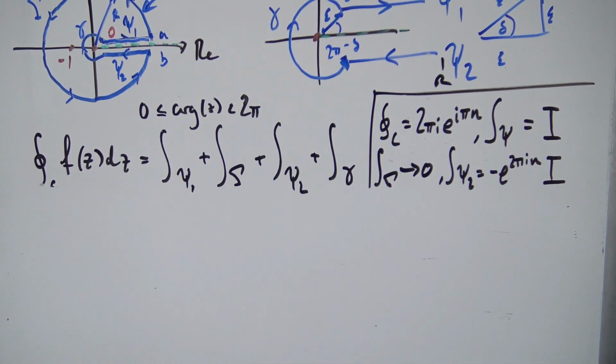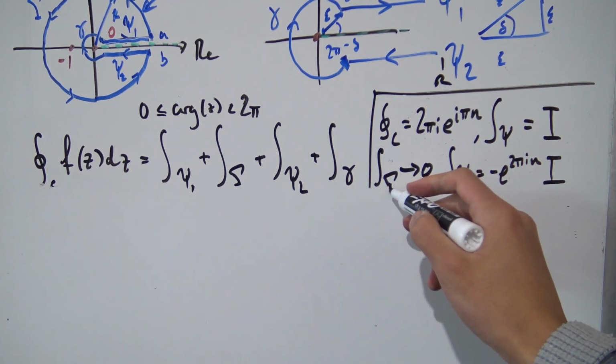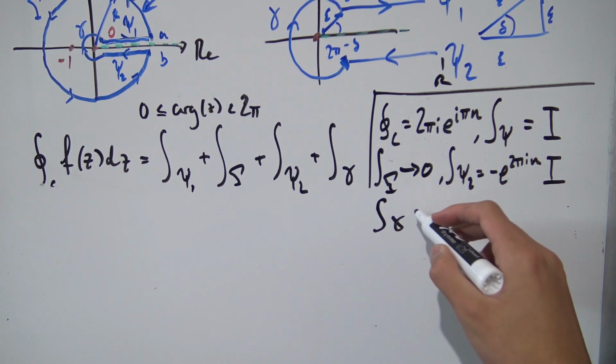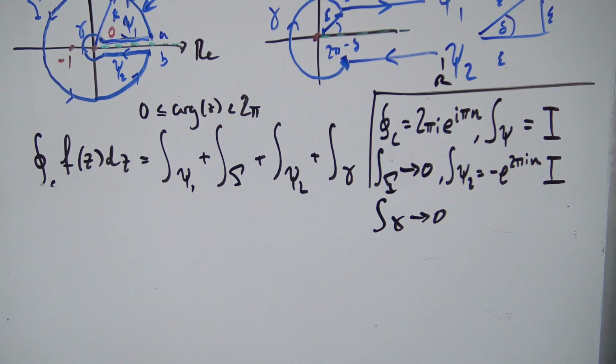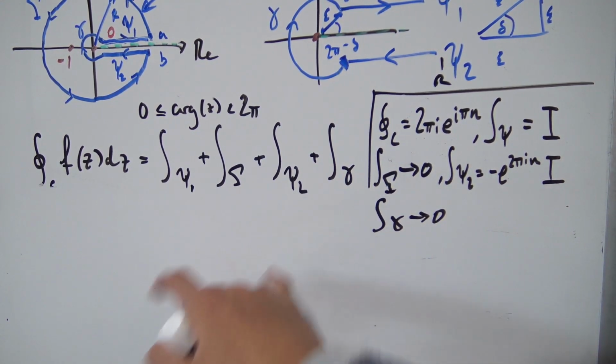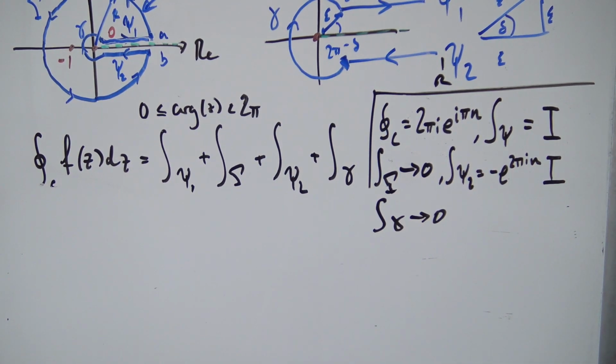We have the final result that the integral over little gamma goes to 0 as well. Alright, so that was a lot of work. That took quite a bit of time to do, but now we can use all these results right here and plug it into this equation right here and try to formulate an expression for our I.